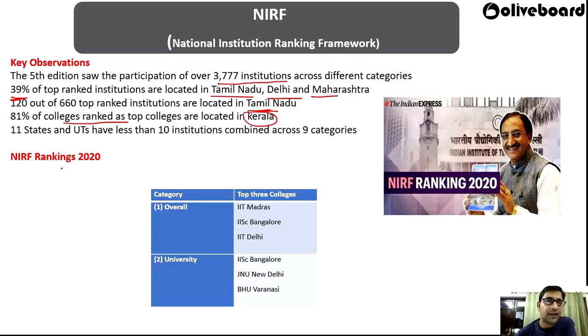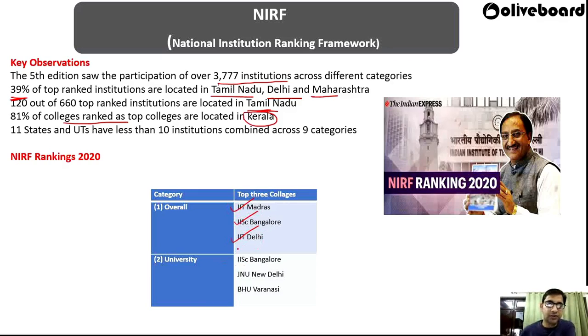So National Institute Ranking Framework 2020. Here we have this ranking given. Overall, under the top three colleges, IIT Madras is on the top. The second is IISc Bangalore, Indian Institute of Science Bangalore, then IIT Delhi. These three are in the overall top three category.